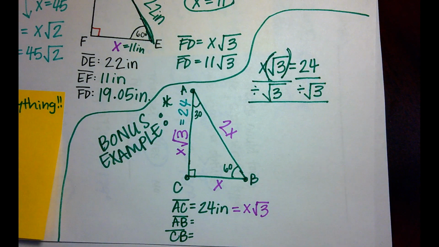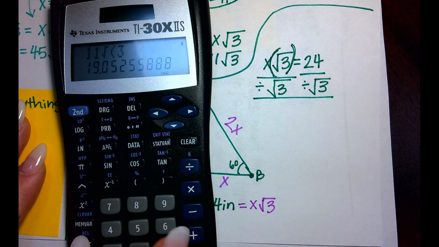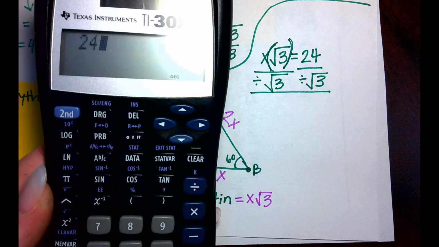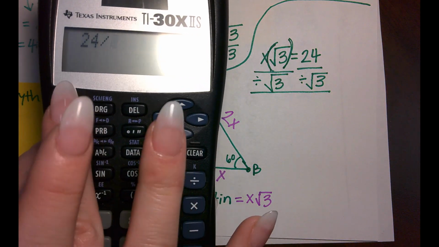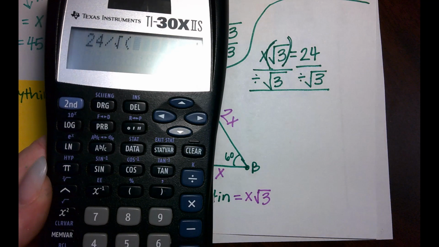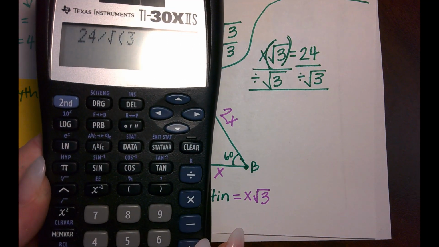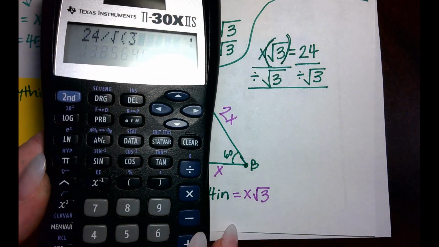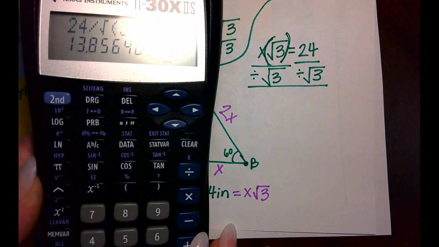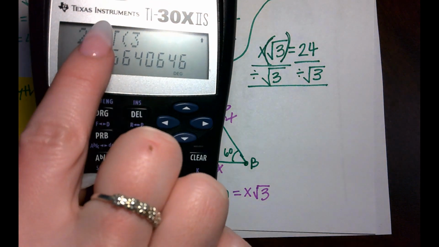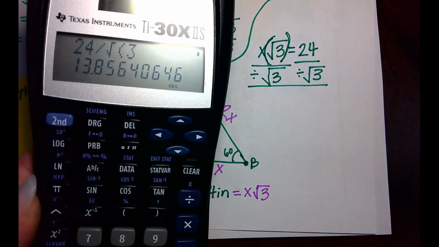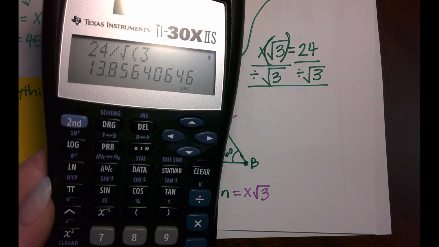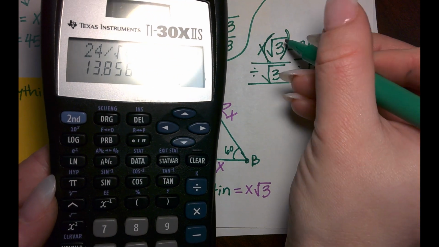Okay, so here's how we do that in our calculator. 24 divided by second square root of 3. I just divided those. And we figure it out. 13.85, 13.86, we round up. I won't count you off for rounding wrong, as long as you're in the realm. 13.86 is x.